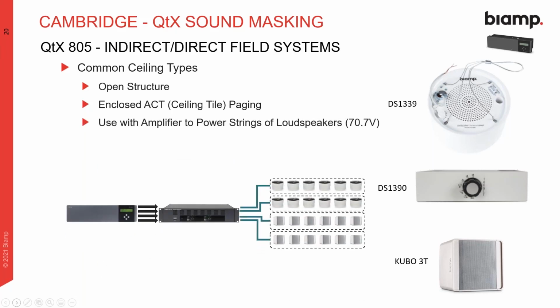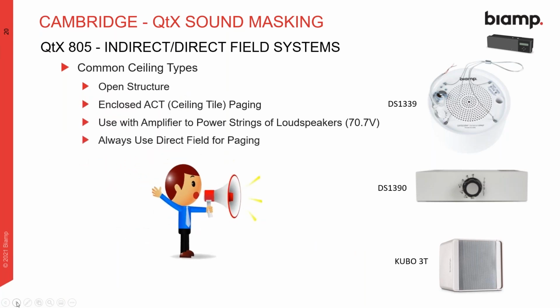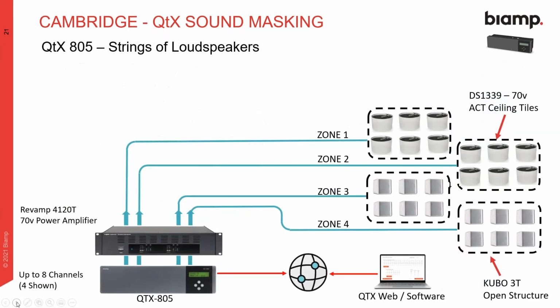And again, this is going to be a platform that is going to be used in conjunction with an amplifier to do some very simple strings of loudspeakers for a more cost-effective sound masking solution with a 70-volt line approach. Again, always use direct field for paging and background music applications. The Kubo 3T is a great use case for that.